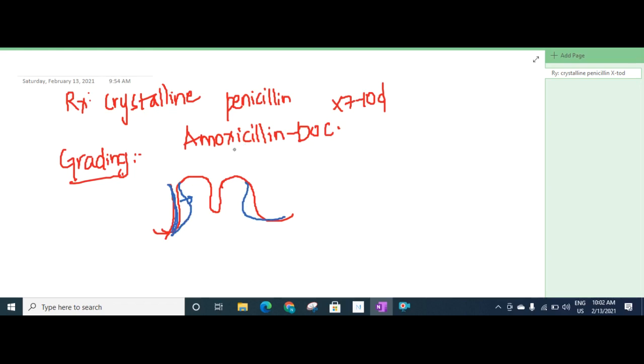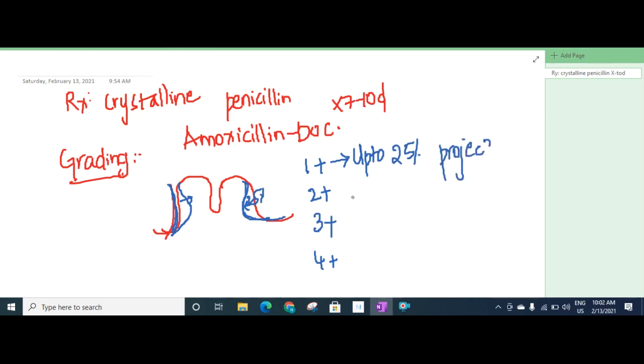Based on this projection, we grade it into 1 plus, 2 plus, 3 plus and 4 plus. If the projection of the tonsil medially is up to 25%, we call it 1 plus. If it is 25 to 50% projection, it is 2 plus. 50 to 75% projection is 3 plus. 75 to 100% projection is 4 plus.